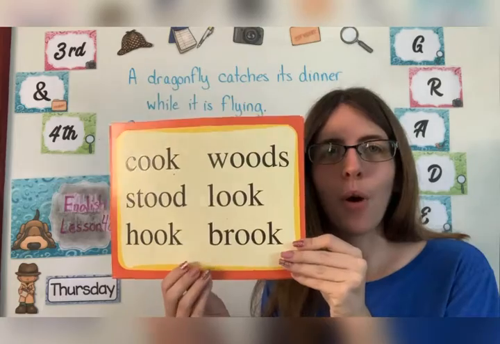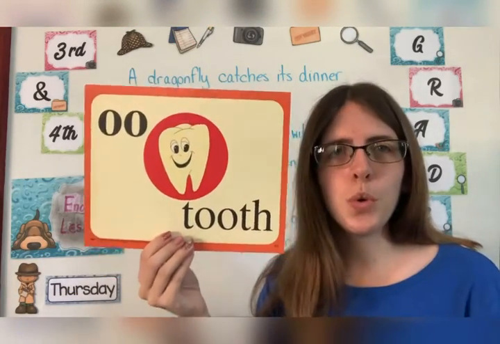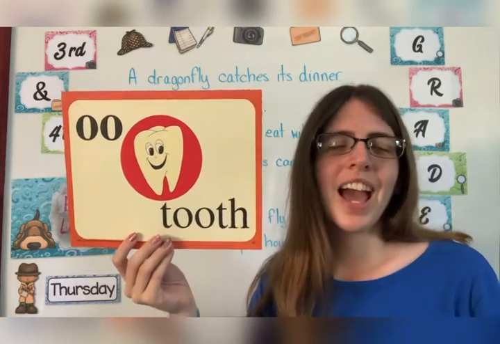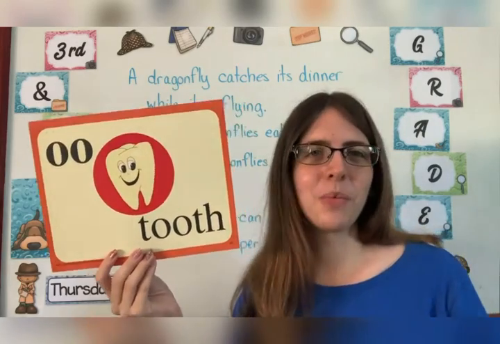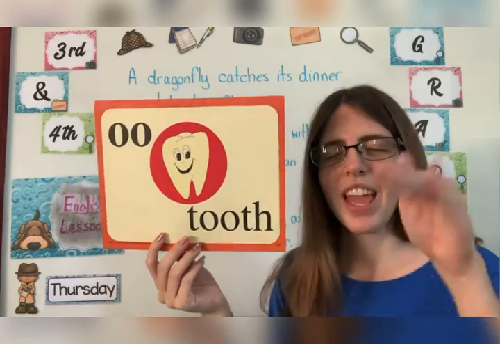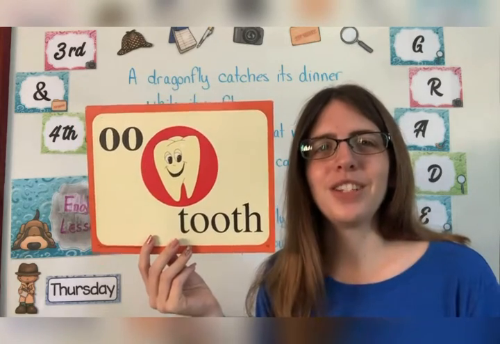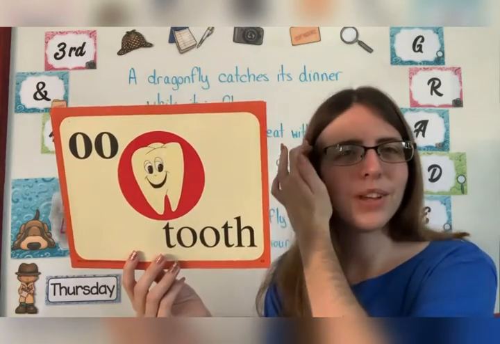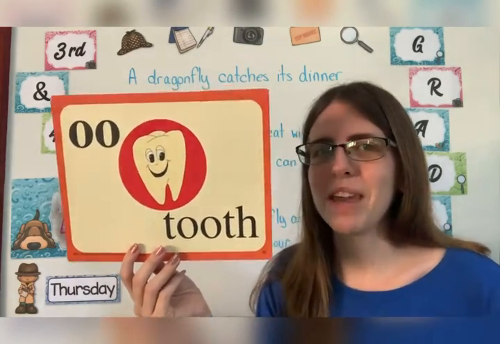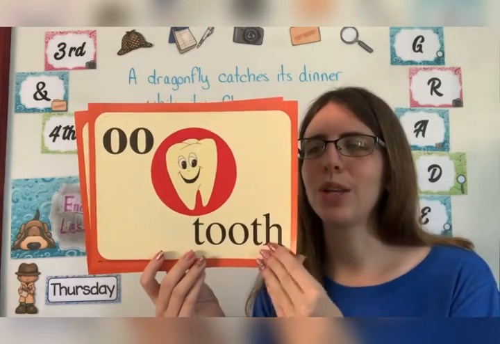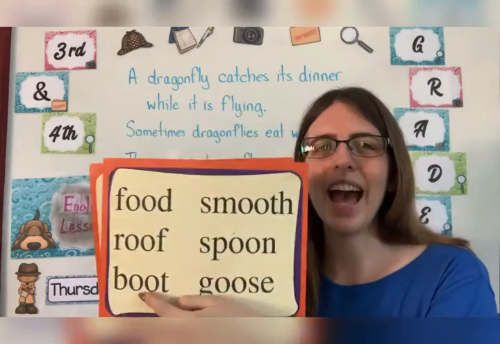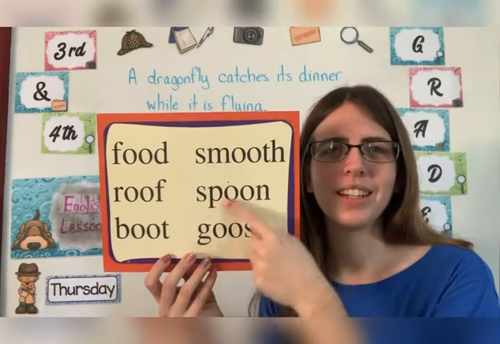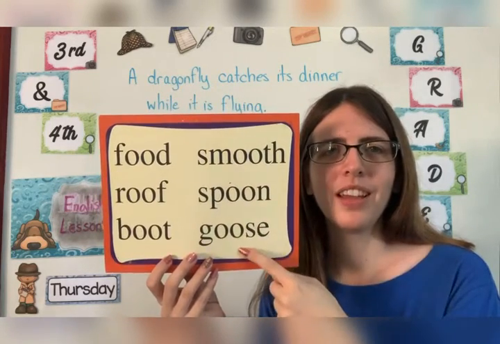But sometimes O has a different sound, and that's oo. Oo in tooth, O. Ooh. There's no real rule, so you just have to learn the words, okay? But that's all right. You'll learn them fast. Oo in tooth. One more time, say it with me. We see that in words like food, roof, boot, smooth, spoon, goose.